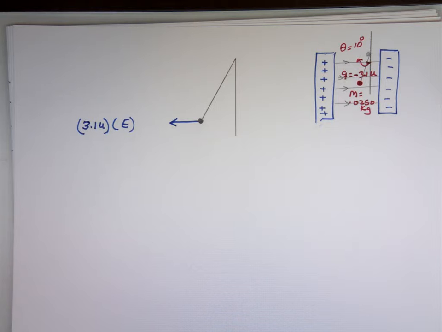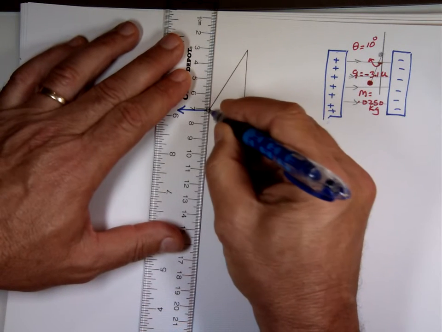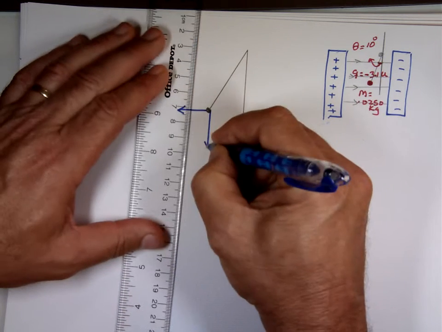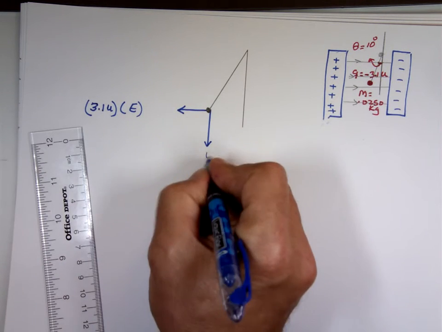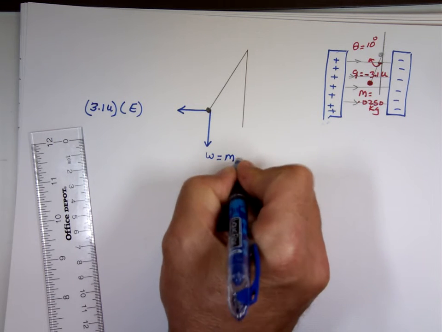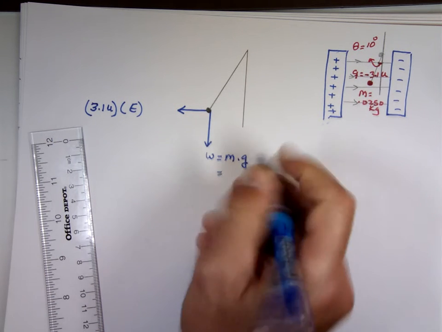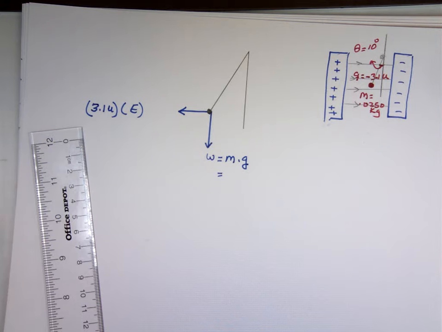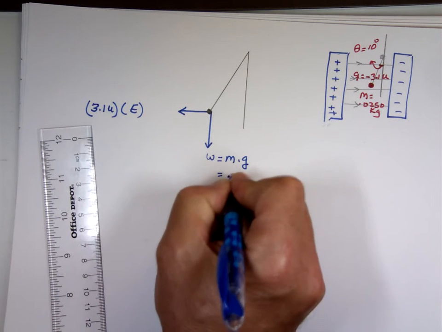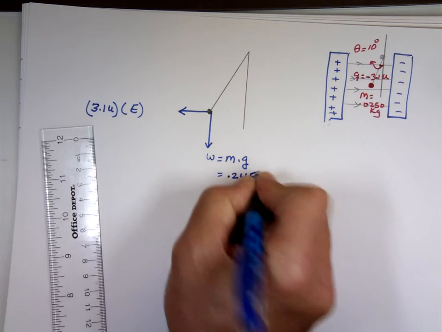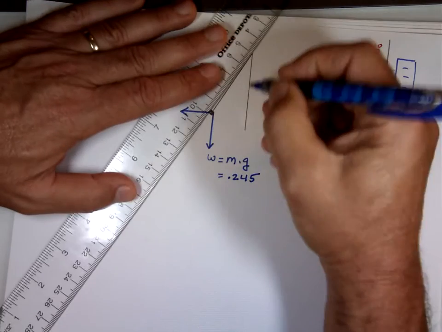I also know that there's a force pushing down. That's the weight of that object, which is mass times gravity. That didn't change. We know what the mass is. So that's 0.245. And I know there's the tension in that direction.